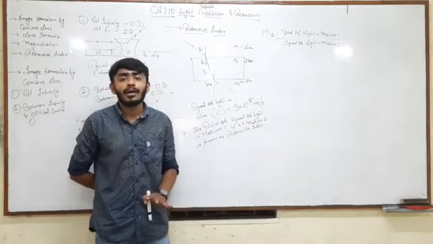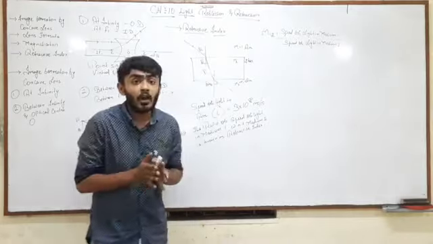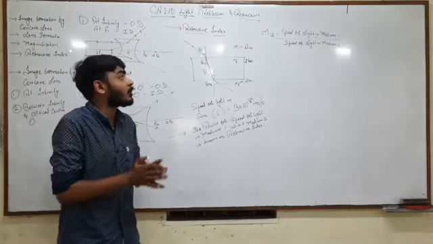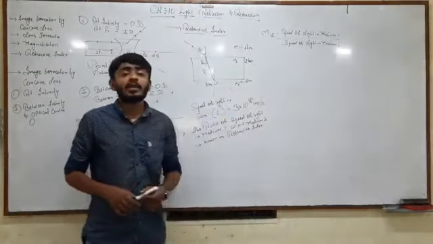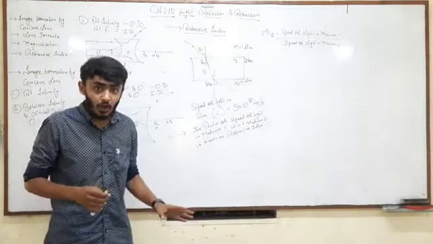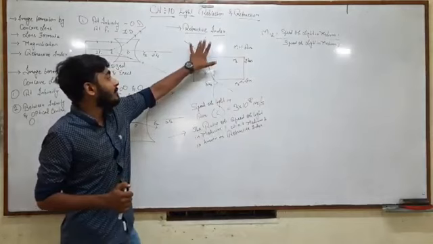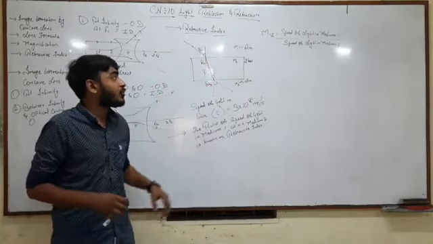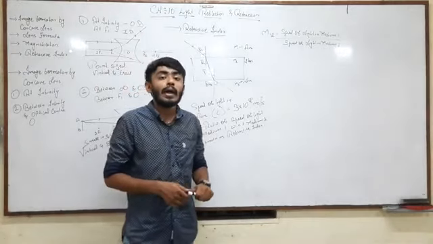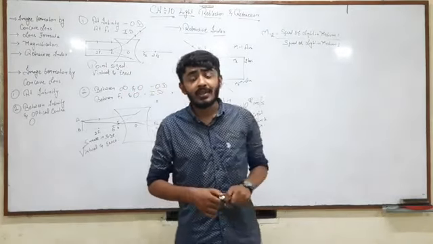Fine, I hope you are clear with this. The speed of light in medium 1 upon the speed of light in medium 2 is known as refractive index. The ratio of the speed of light in medium 1 with respect to the speed of light in medium 2 is known as refractive index.